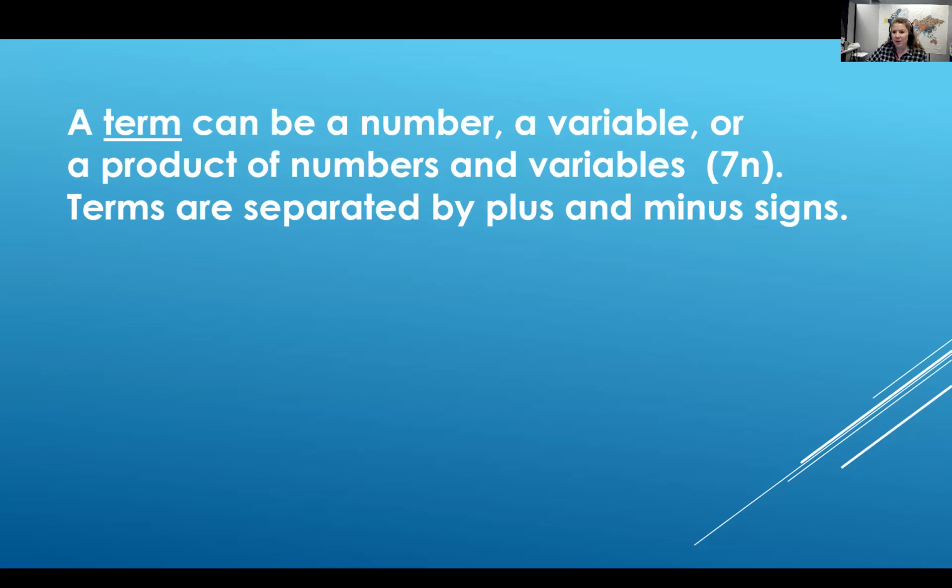So let's continue on with what we started about looking at terms and constants and coefficients, so on and so forth. It says a term can be a number, a variable, which is a letter, or the product of numbers and variables, such as 7n. Terms are separated by plus and minus signs.